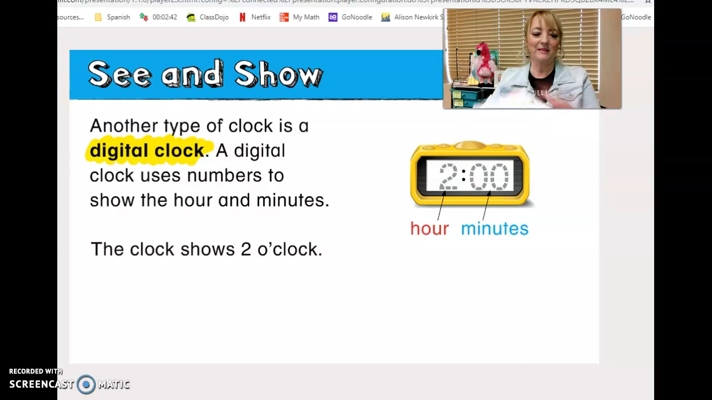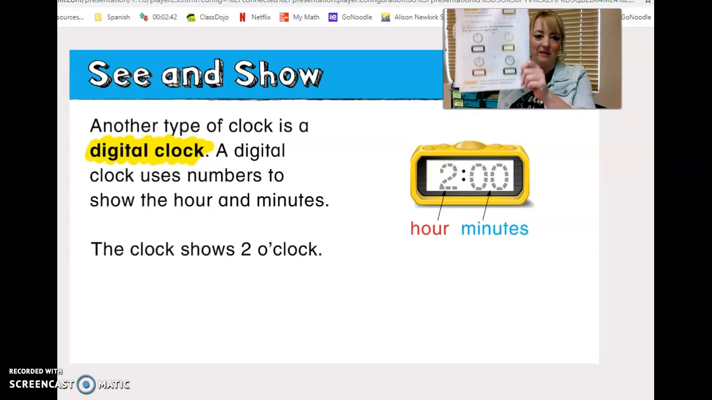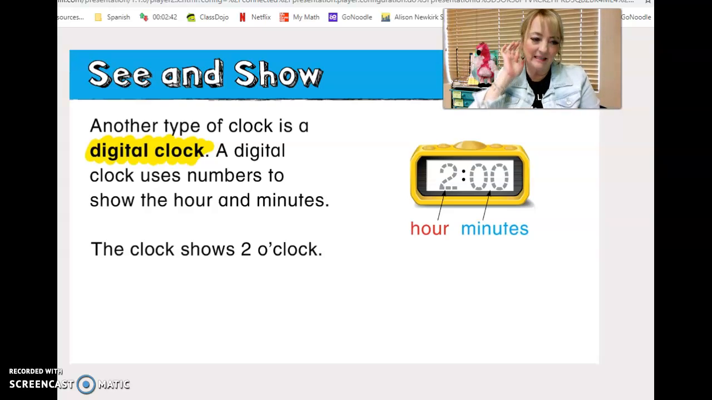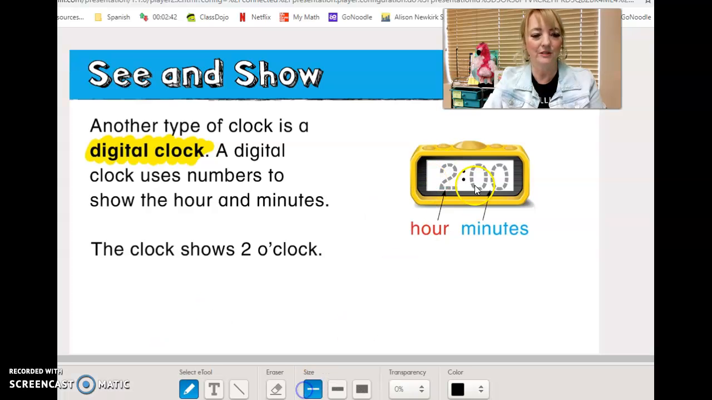Okay, you'll turn your paper inside out to the see and show portion. It says another type of clock is a digital clock. A digital clock uses numbers to show the hours and the minutes. The clock shows 2 o'clock. So hours go here. So please just trace out the hour. The hour is 2, and then o'clock, separated by that colon.